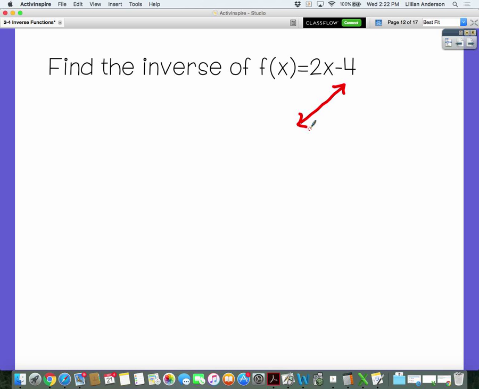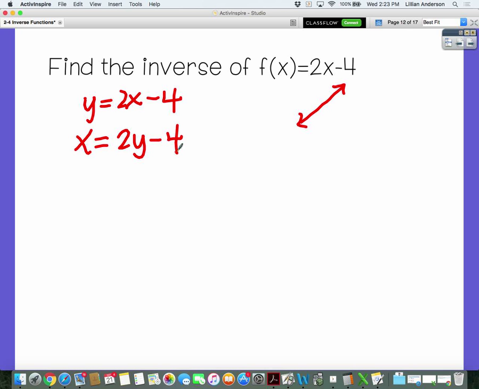So the first thing we need to do is replace f of x with y. And then we need to switch. So x equals 2y minus 4. Now, do you have to do that very first step? No, you don't have to. Some of you automatically know f of x is y, so you just go to the second line and you switch them. That's fine.